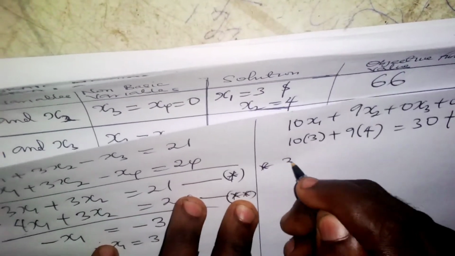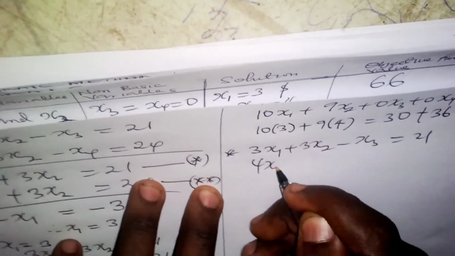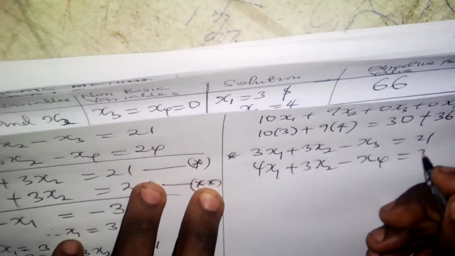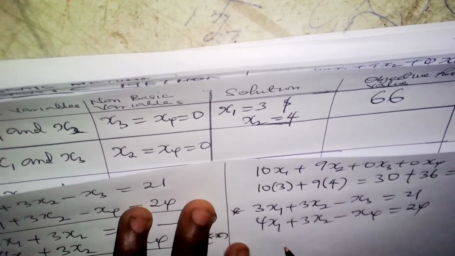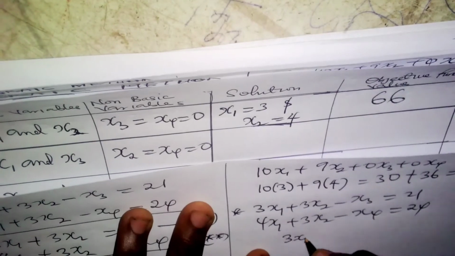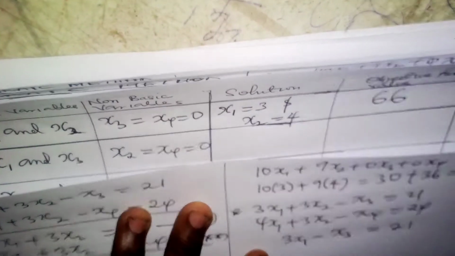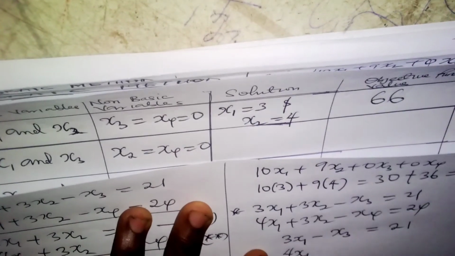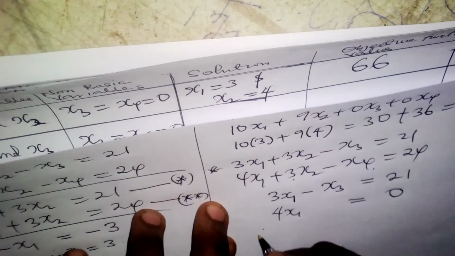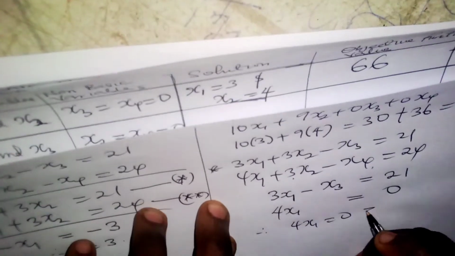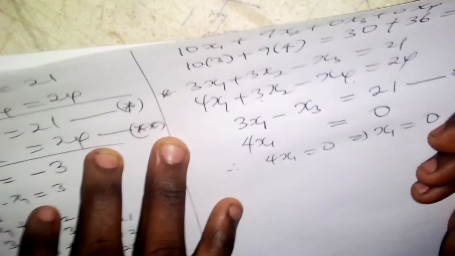If we fix x2 and x4, we'll go back to the equations: 3x1 plus 3x2 minus x3 equals 21, then 4x1 plus 3x2 minus x4 equals 24. If we fix x2 and x4 equal to 0 at this stage, we observe that we're going to have 3x1 minus x3 equals 21. Then 4x1 equals 0, because x2 and x4 are fixed to be 0. So from here we can see clearly that 4x1 equals 0 implies x1 equals 0. So if x1 equals 0, we put that into this equation. Let's call it equation star star star.